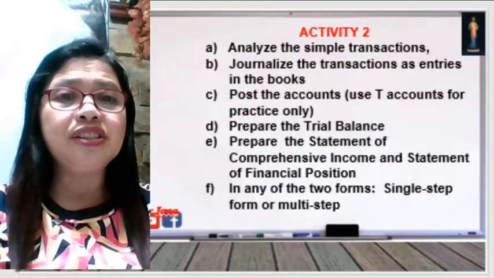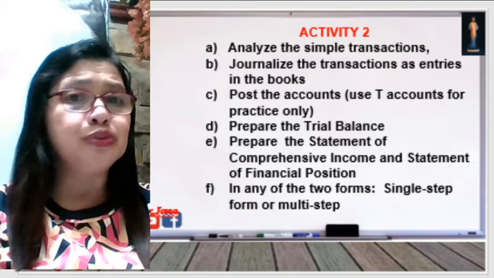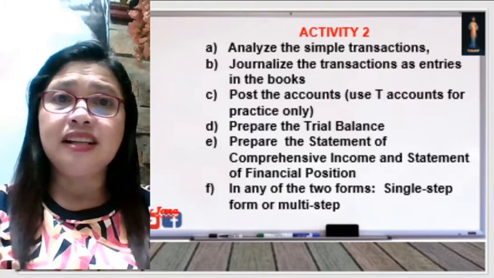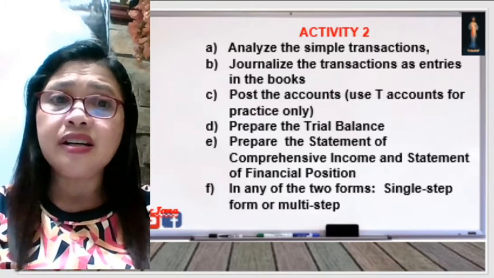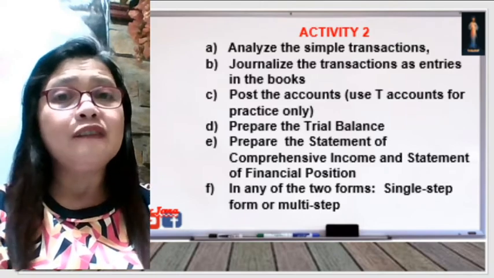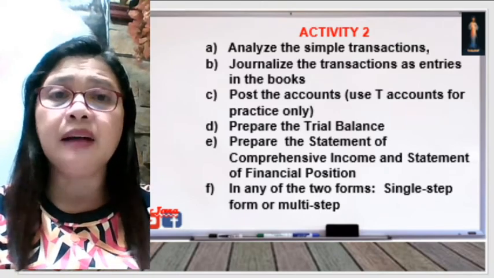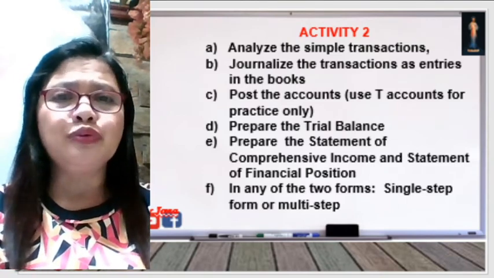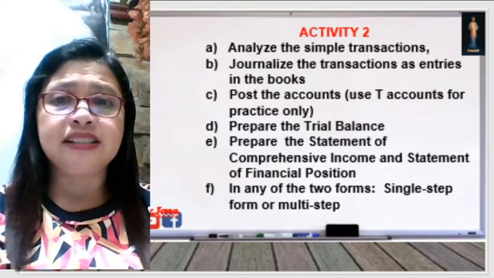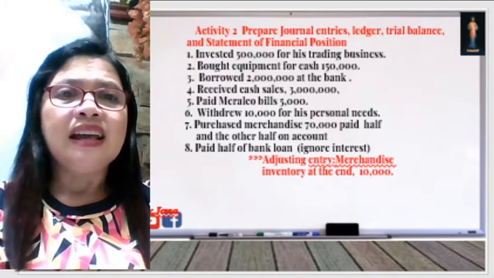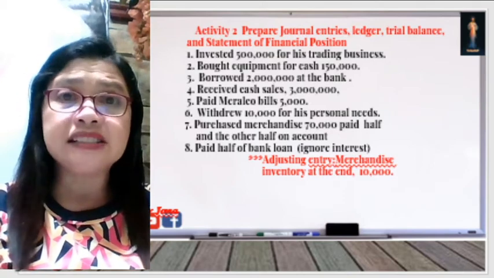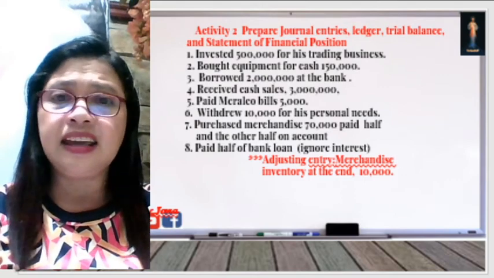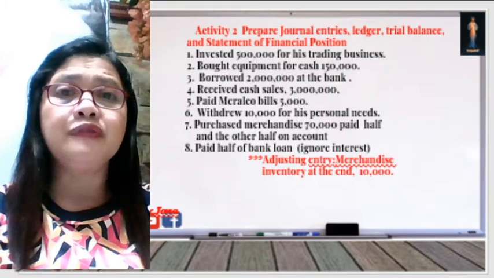So for our activity 2, we are required to do the following. First, we need to analyze the simple transactions, to analyze the entries, prepare the ledger and the trial balance, followed by the statement of comprehensive income and the statement of financial position. You can use any of the two forms, the single step or the multi-step approach. The activity 2 contains 8 transactions. So we're gonna solve 8 transactions with an adjusting entry at the end of merchandise in the amount of 10,000.